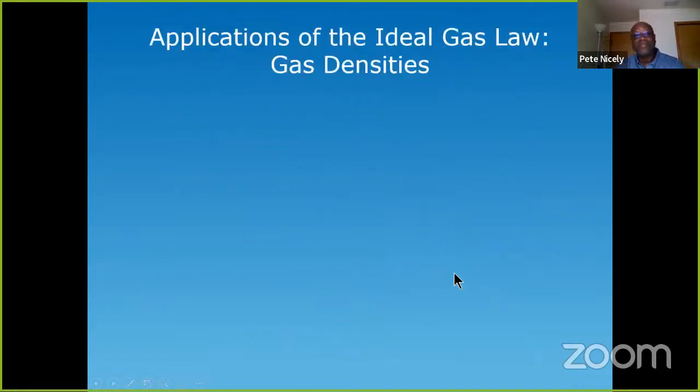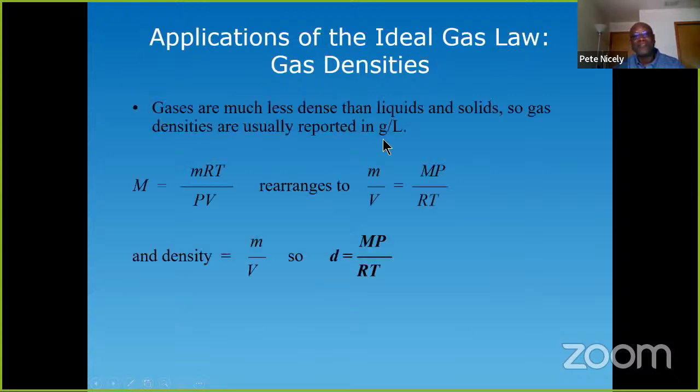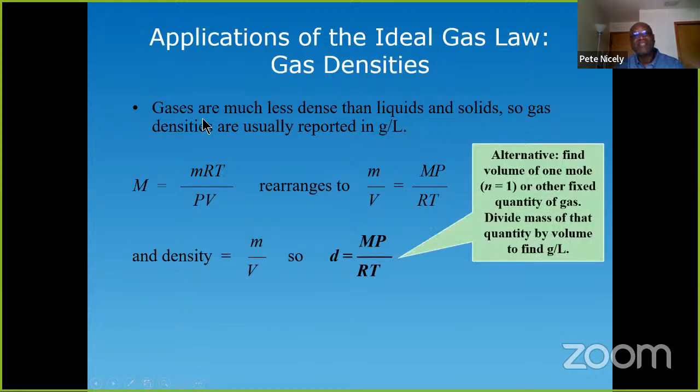So that's one application of the ideal gas law. Another application is that we can use the ideal gas law to get an expression for the density of a gas, all right? First thing I want to mention is that because gases are much less dense than solids and liquids, the densities are typically expressed in grams per liter. So we're going to start off with the equation that we were working with for the previous two examples, which is this equation right here. We can rearrange it to get m over V on one side, which is the density, and that would be equal to MP divided by RT, right?